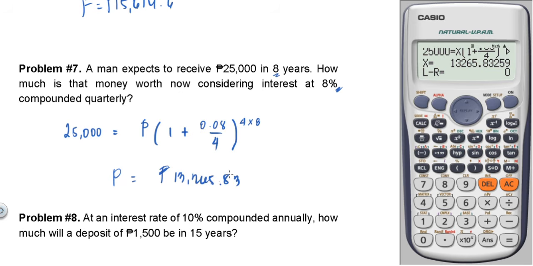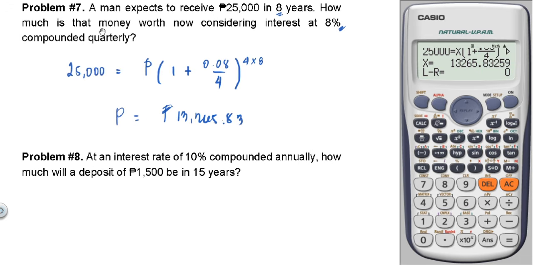So, ito pala yung money ngayon. Okay? Para sa 8 years, 25,000 na siya at this interest, 8% compounded quarterly. Okay? Madali lang talaga ito. Economy.